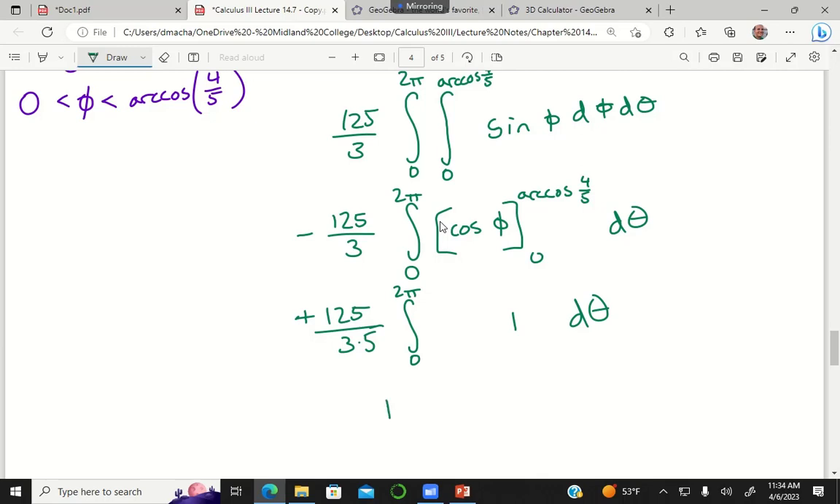And so my answer in the end is 125 over 15 times 2 pi. So that would be 25 over, well, 50, I guess, because 25 times 2 is 50 over 3 times pi. 50 over 3 pi. So that's the volume of your ice cream.